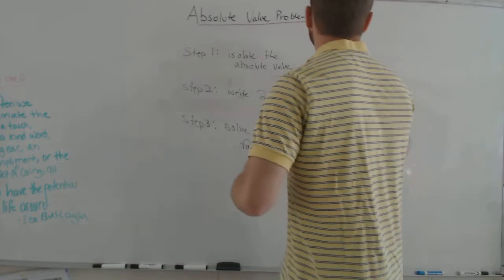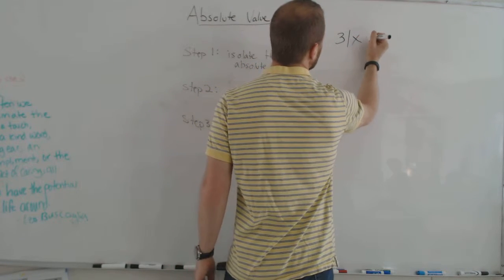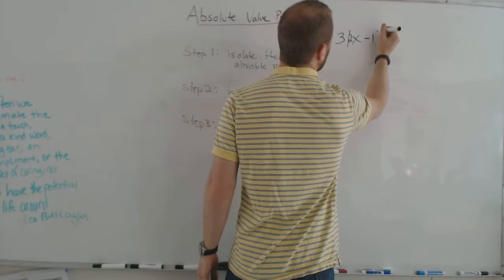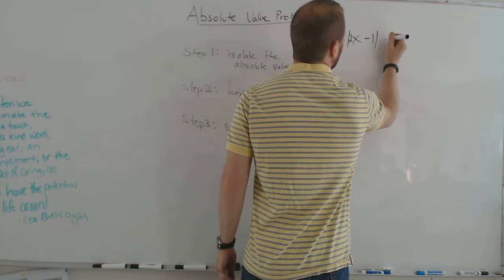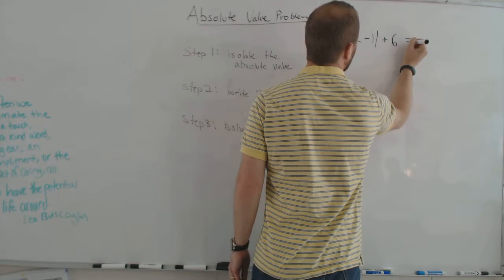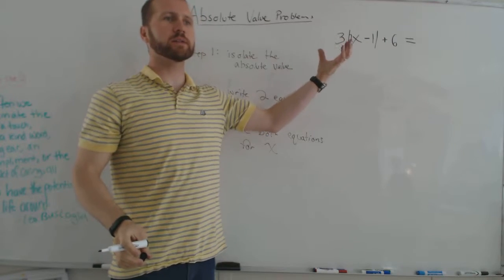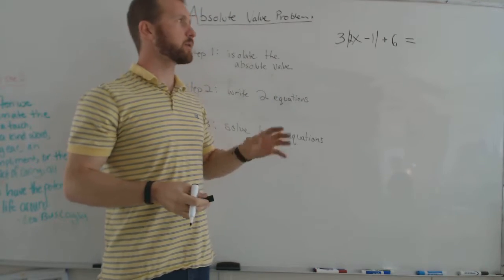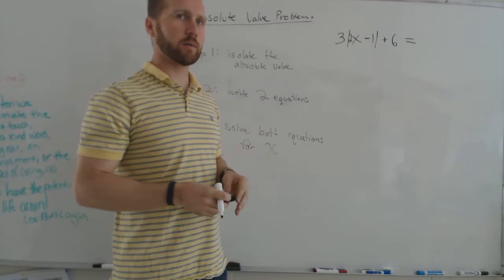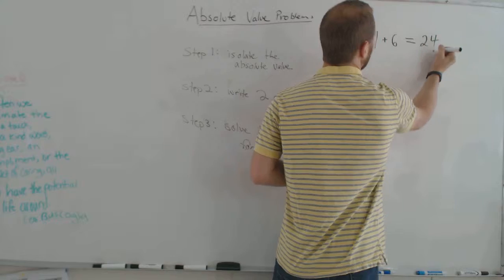So let's do one more problem. What if I have this? 3 absolute value of 2x minus 1 plus 6 equals, so before I even write what that equals, what is inside the absolute value? 2x. Right, so I know that I'm going to have to get rid of the 6 and the 3. Does that make sense? Yeah. Okay. Equals 24.